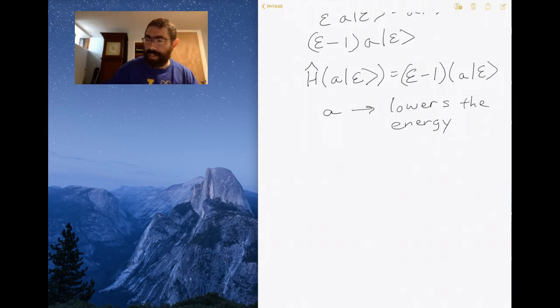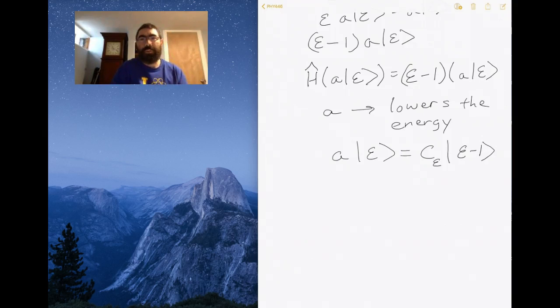Now we don't really know what happens when A operates on the energy state. So what I can do is say A operating on the energy state gives me an eigenvalue C times the state epsilon minus 1. So I've dropped it from an energy state epsilon to the energy state epsilon minus 1. So it's a lowering operator. It lowers the energy state. And this eigenvalue is just a constant. So A now has lowered the energy state from one level to the next.